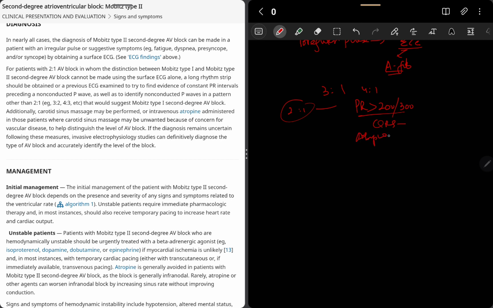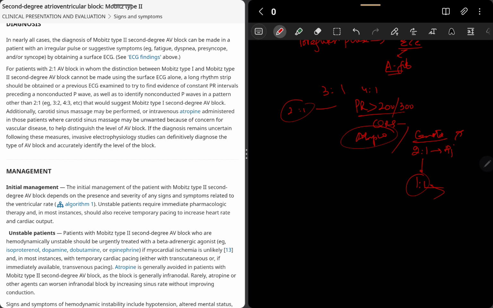Atropine, if given, and carotid sinus massage. If carotid sinus massage leads to conversion of 2:1 to high grade AV block, then it's definitely Mobitz type 2, and the pathology lies below the AV node. If the disease pathology lies within the AV node or suprahisian, then it's Mobitz type 1. If it gets converted to 1:1 restoration to normal sinus rhythm, then it's high grade AV block and this is to be addressed. This is a severe condition.